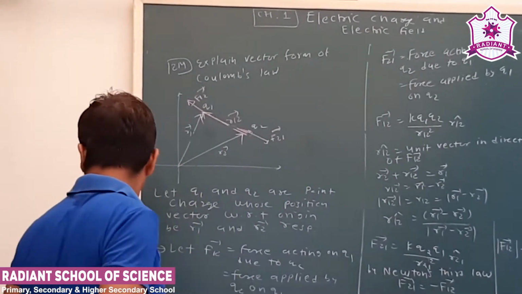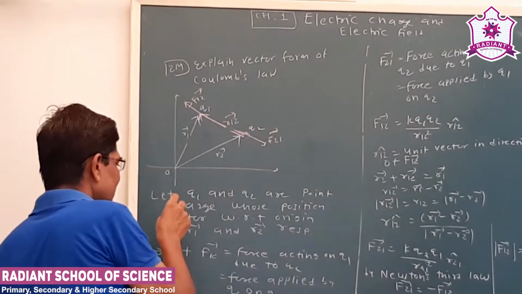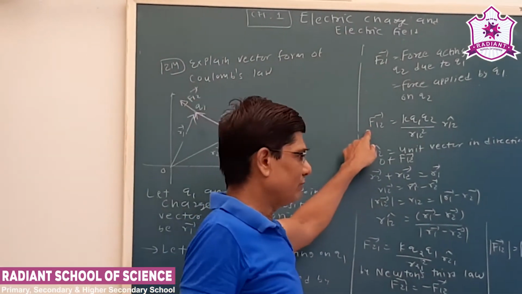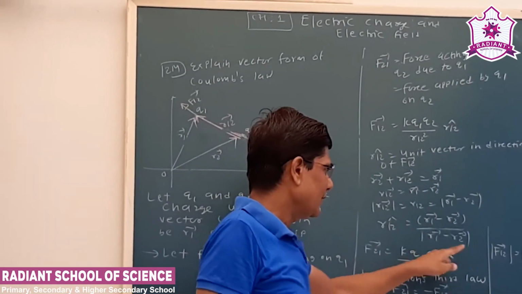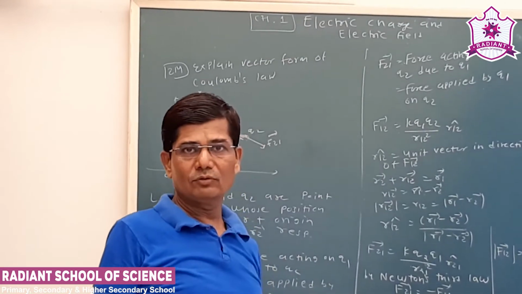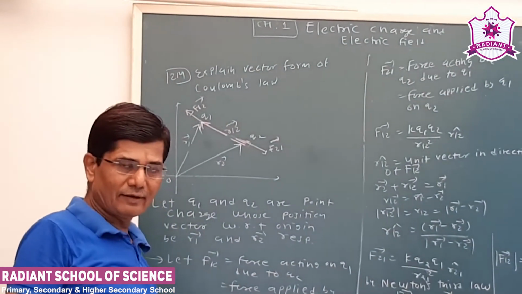R1 and R2 are the position vectors with respect to origin. See, we can have the formula of the force F12. Similarly, we can have the formula for F21, and by Newton's third law, F21 and F12 are equal. Okay, this is about Coulomb's law in vector form.